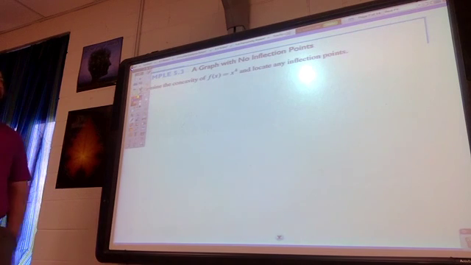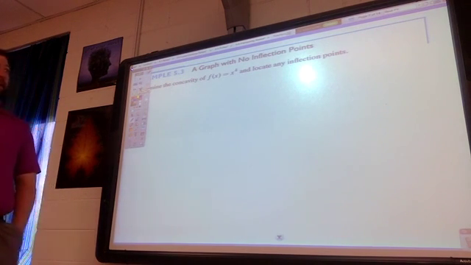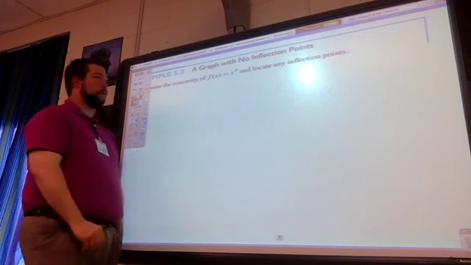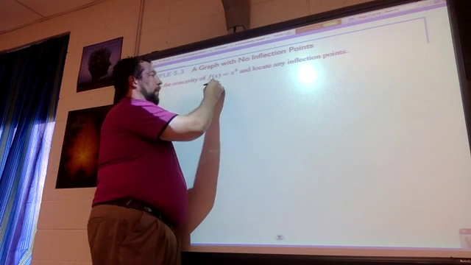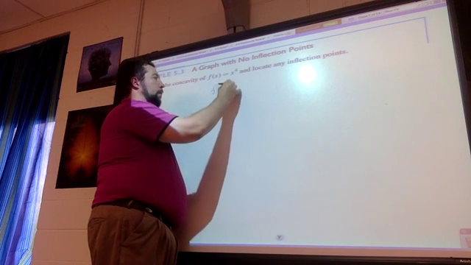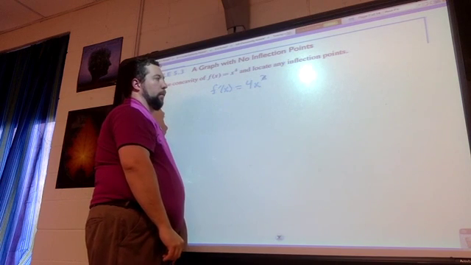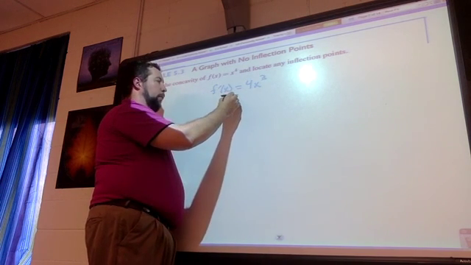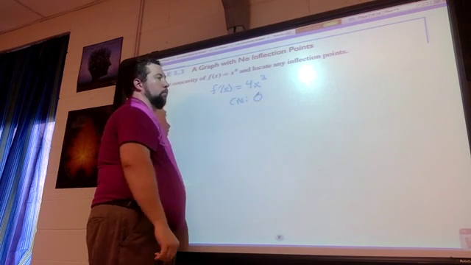Example 2. All right, now you could have no inflection points, like this one right here. X to the 4th. We should all know what x to the 4th looks like. All right, it's just a little flatter parabola. But if I take the first derivative, that gives me 4x cubed. So that means that my critical number, when I set that equal to 0, is 0.